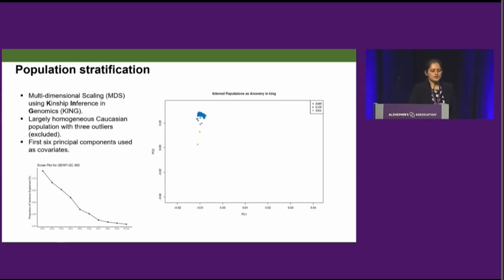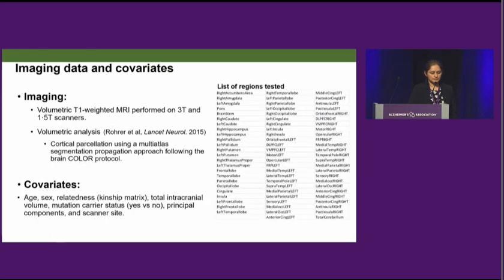We tested population stratification, which is very important in genomic studies, by multidimensional scaling, and we calculated principal components to be included as covariates in the linear regression analysis. However, I would like to mention that the population was largely homogeneous Caucasian, with only 3 outliers who were removed before any analysis.